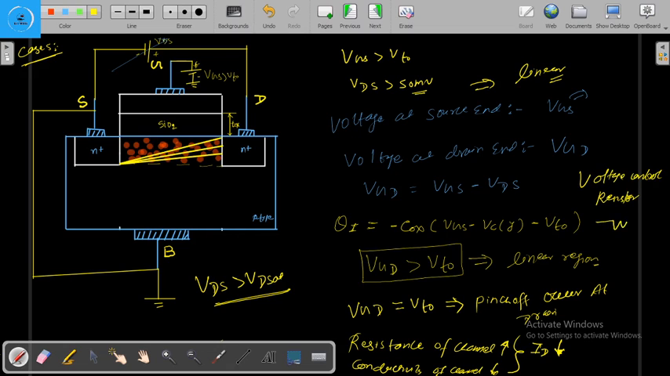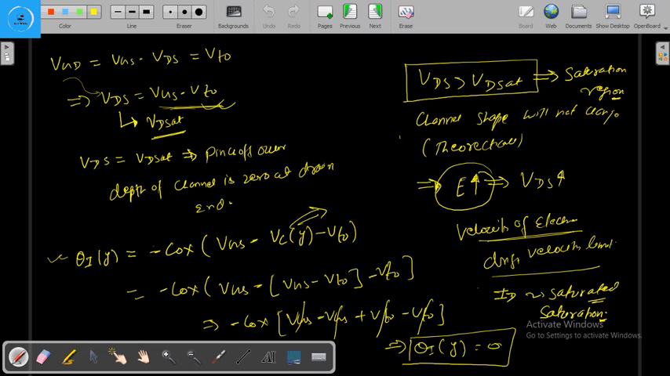and this channel resistance RCS is controlled by the VGS, the gate to source voltage, in the linear region. And in the saturation region, as we have seen, it is acting like a constant current source.